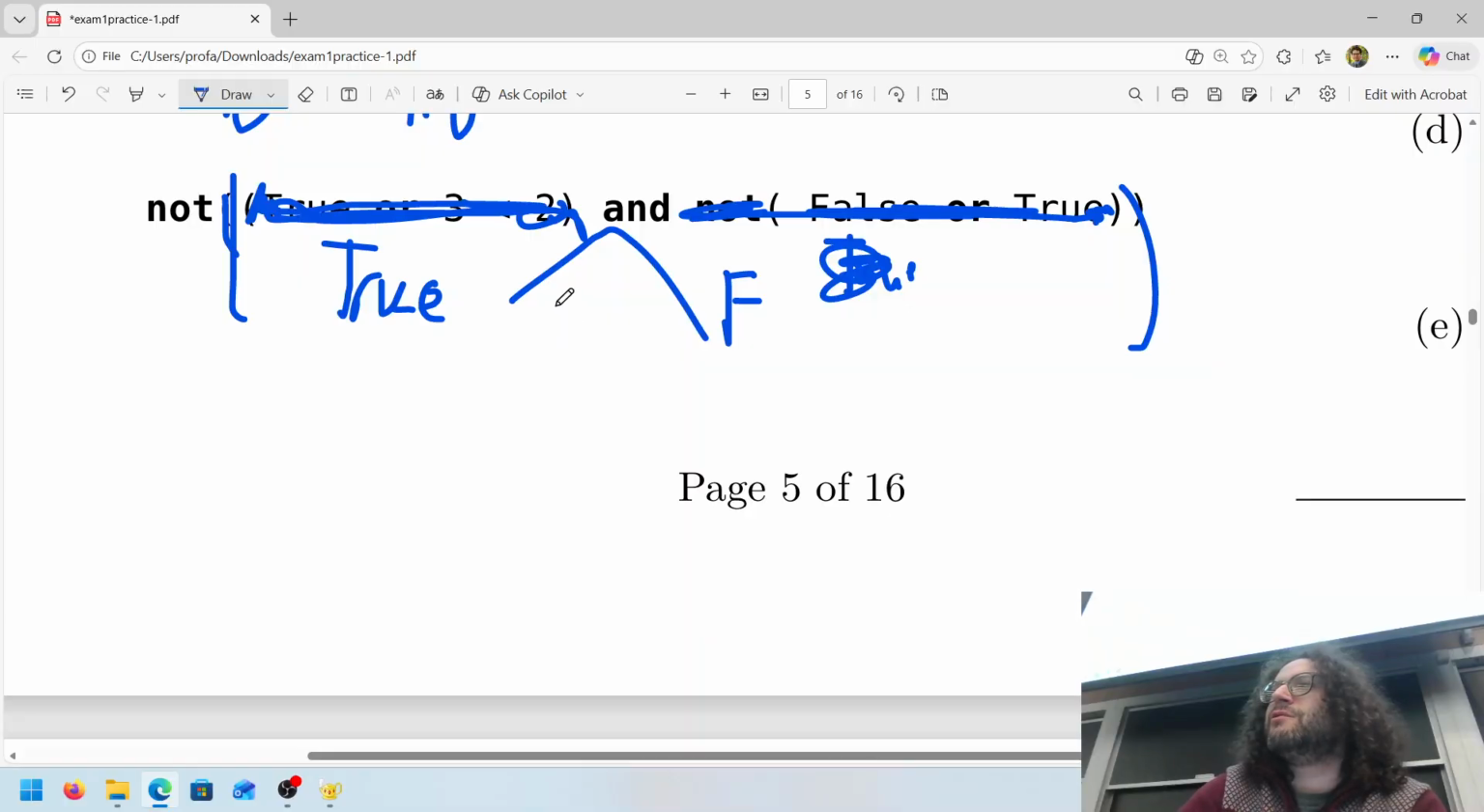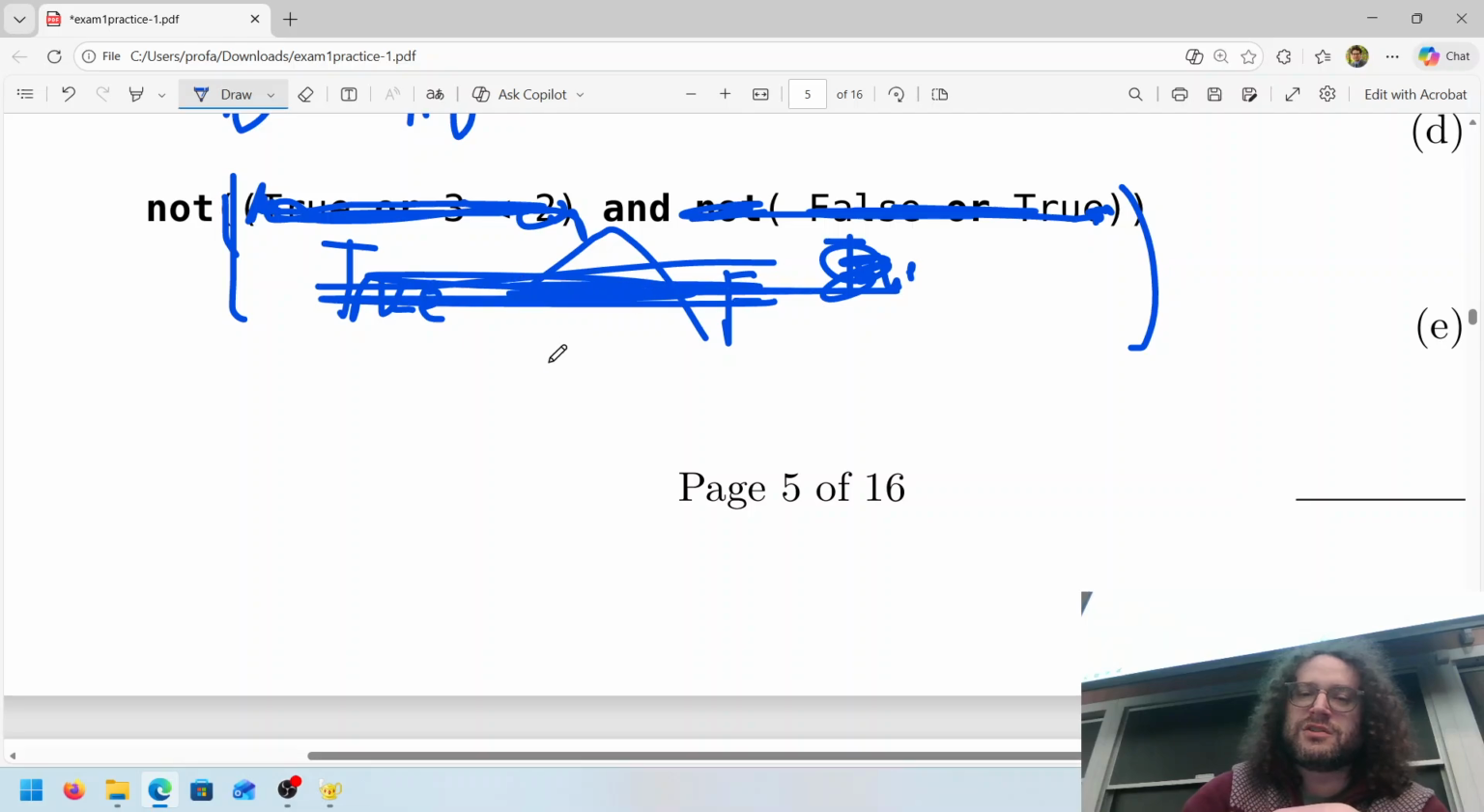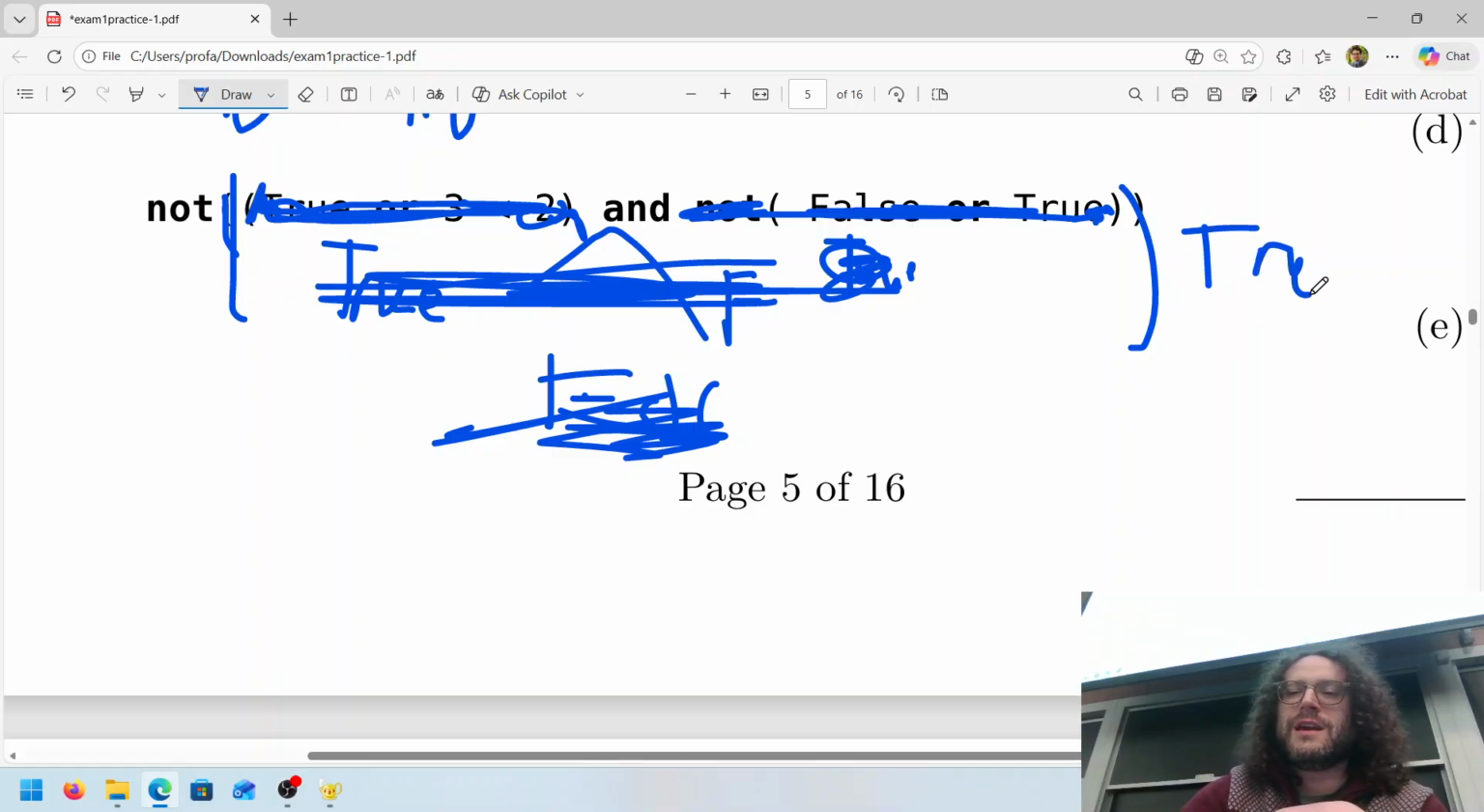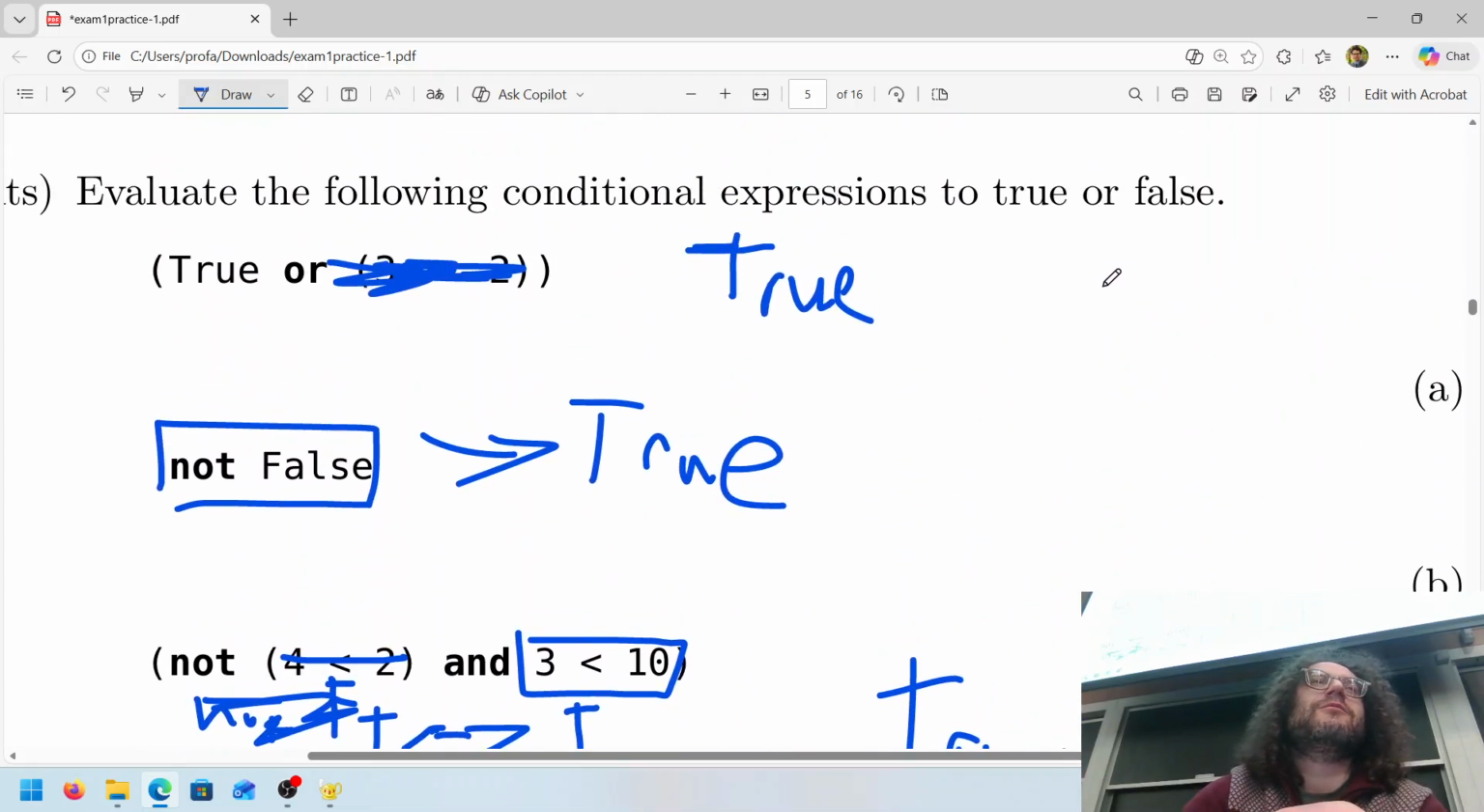Both sides of an and statement need to be true. Both sides must be true for the whole thing to be true. So since we have true and false, that comes down to being false. And finally, we have this not on the outside, which flips that false to true. And for those of you keeping score, yes, all the answers to these were true.